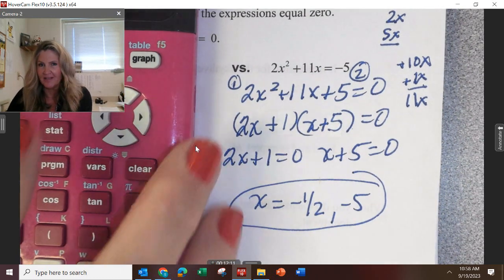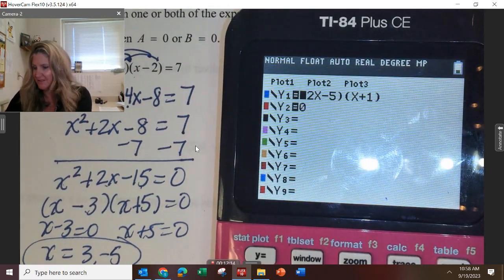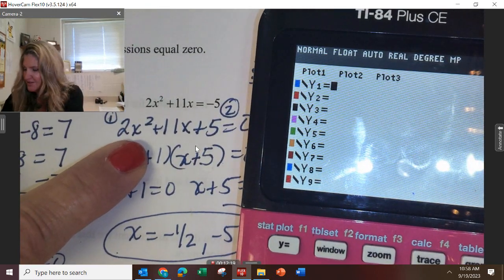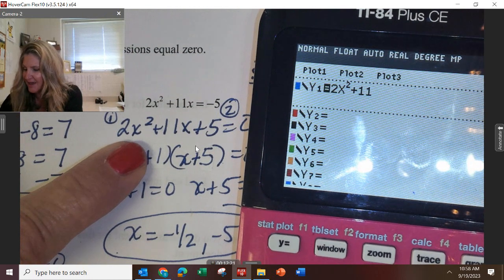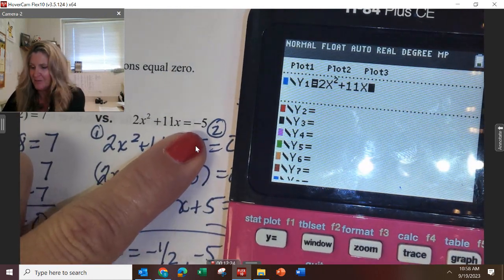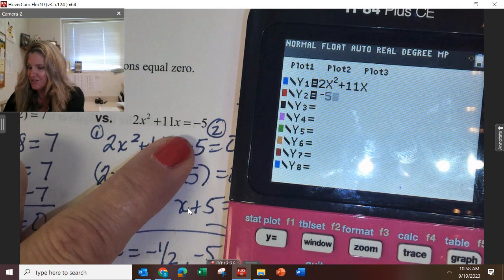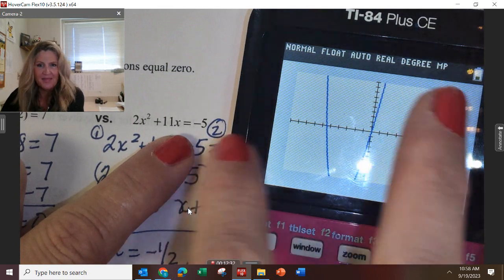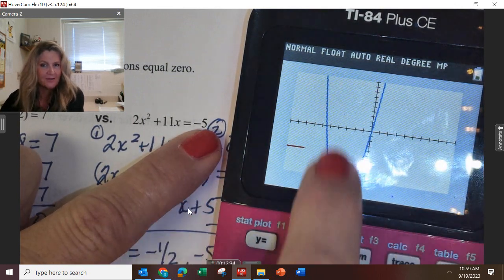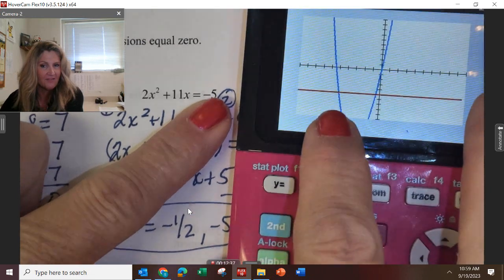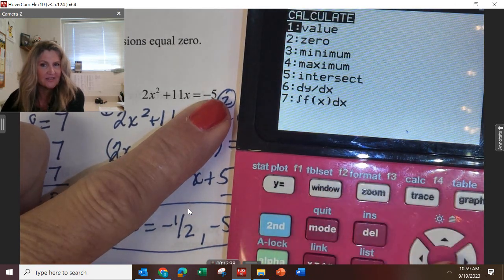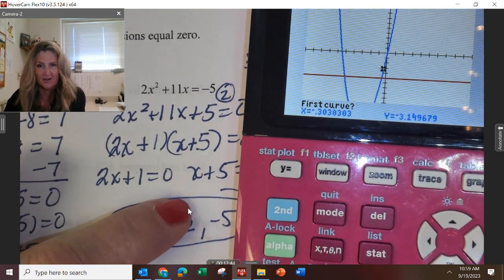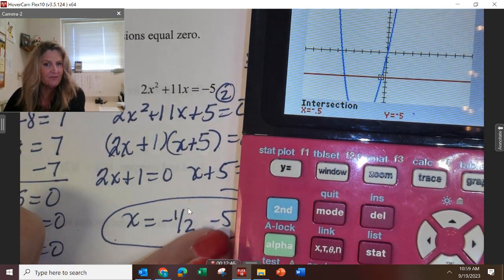If I wanted to check this, guys, I'm going to do it quick. You don't need to follow along this time. But I could have set this right here, this 2x squared plus 11x, I could have gone back to the beginning, put that in for y1, this into y2. I'm going to graph it. And what would I be looking for then? Not the x-intercepts now. I want to know where does this function equal -5, right? So I do second trace, calculate, intersect, and I'm just going to check this one here, enter, enter, enter, -1/2.